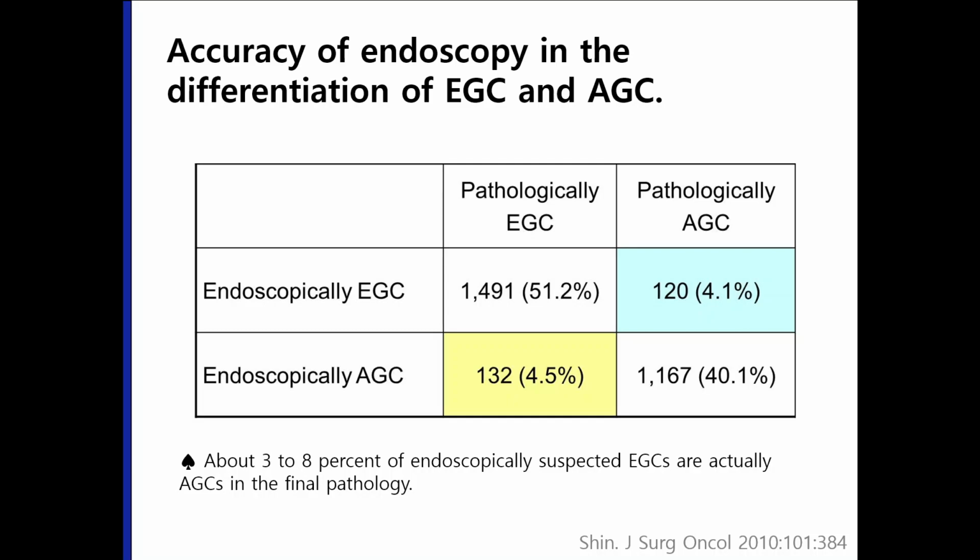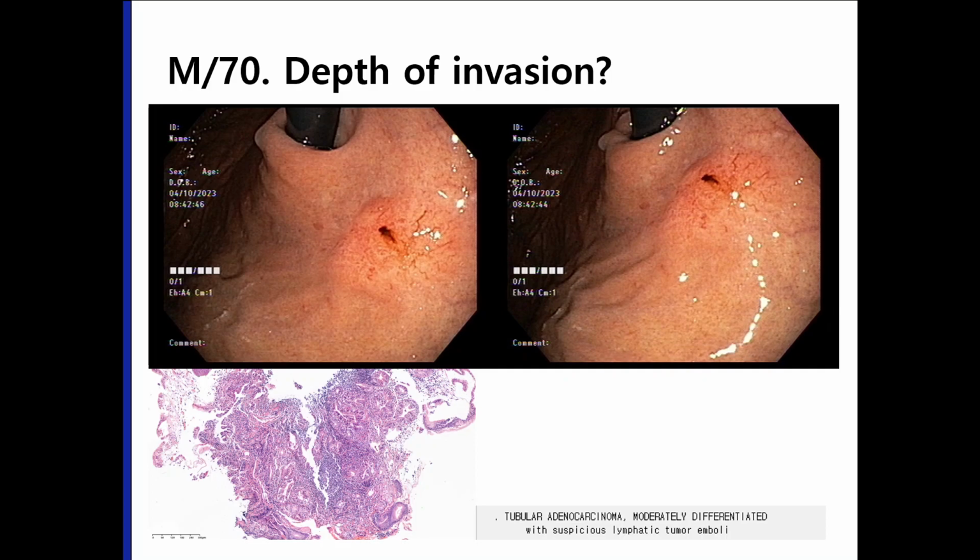A small elevated lesion with slight surface hyperemia was found in a screening endoscopy. The biopsy was moderately differentiated adenocarcinoma with suspicious lymphatic tumor emboli. What's your opinion about the depth of invasion?